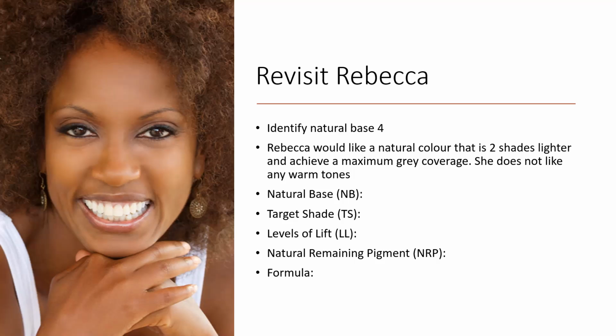So we need to identify a natural base, which we have already, which is a 4. We need to say what the target shade is going to be, how many levels of lift, what the natural remaining pigment is on there, and then what formula will be used. So if you're about to go over to your Nearpod, if you'd like to pause this, complete the task, unpause it, and then I'm going to go through the answers.